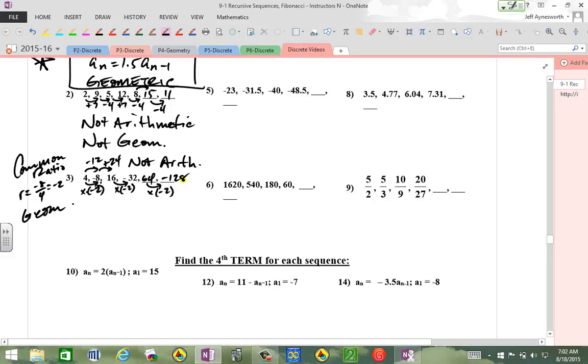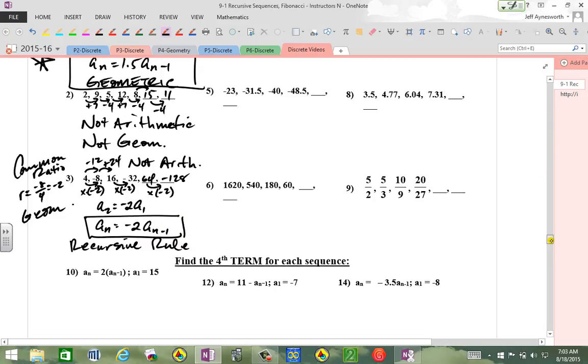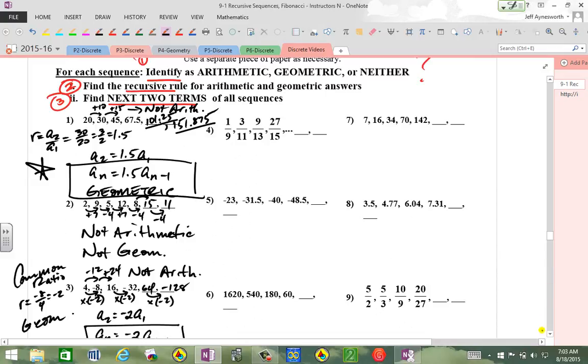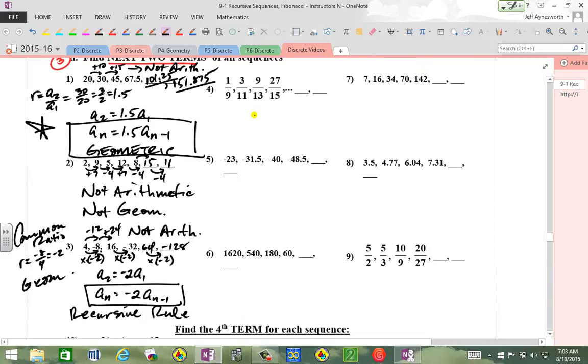Now, because it's geometric, you can write it recursively. Since a sub 2 is equal to negative 2 times a sub 1, I can say in general that a sub n is equal to negative 2 times the previous term, a sub n minus 1. There's your recursive definition, or a recursive rule. Okay, there we go. Let's go back up to number 4.